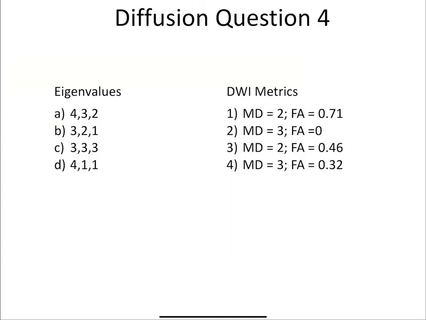Okay, I think we're going to end with this question, just so you get a sense of how to work with these numbers. On the left you have the eigenvalues, and on the right you've got the DTI metrics. This is question 4.